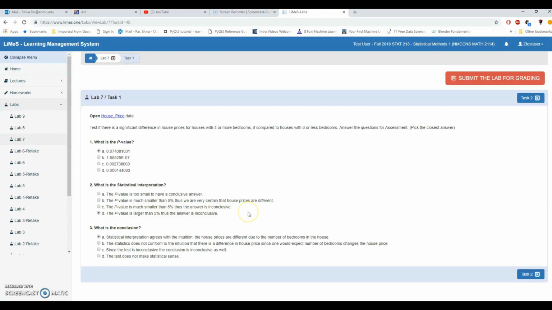So we can't say that there is any significant difference in house prices with 4 or more bedrooms versus 3 or less bedrooms. What is the conclusion? Statistical interpretation agrees with the intuition. The house prices are different due to, no. We can't say that. The statistics does not conform to the intuition that there is a difference in house price, since one would expect the number of bedrooms changes the house price. So that's it.